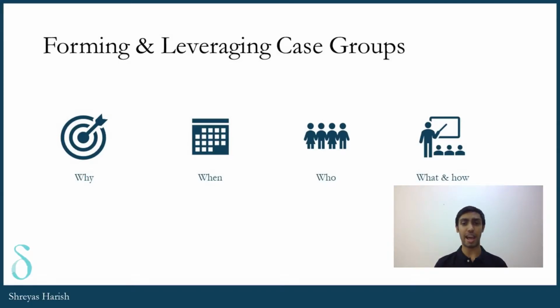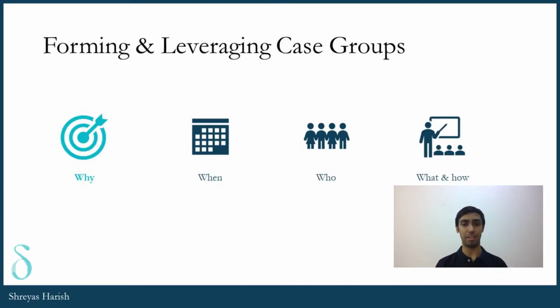Let's look here at why you need to form a case group to begin with, when you should look to actually form this case group, who you should be including in this case group that you're forming, and finally, what you will do with this case group and how you will go about doing it.